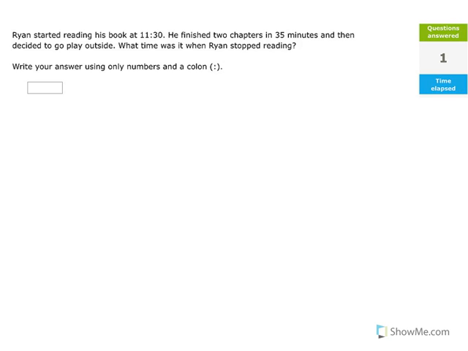Here we have a similar problem. It says Ryan started reading his book at 11:30. He finished 2 chapters in 35 minutes and then decided to go play outside. What time was it when Ryan stopped reading? So I know that he started at 11:30. I know that he read for 35 minutes. So I'm going to start with this, 11:30.